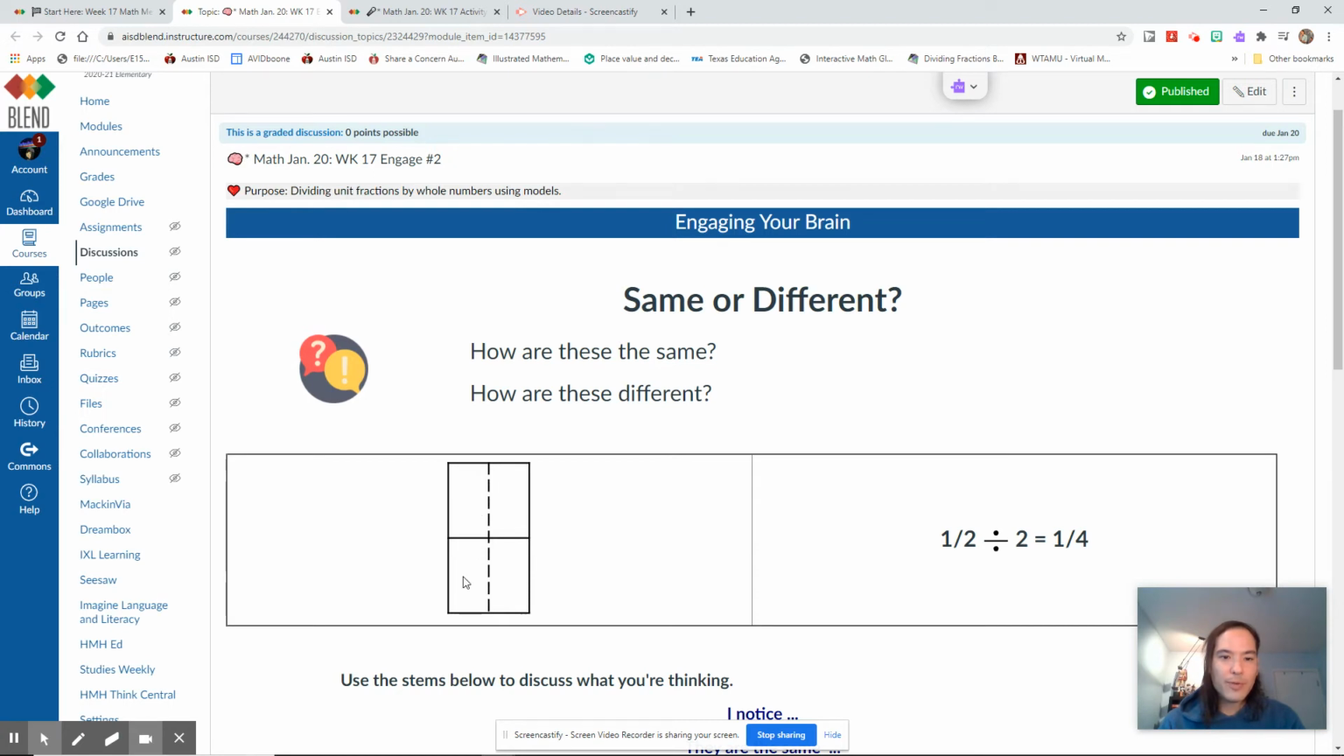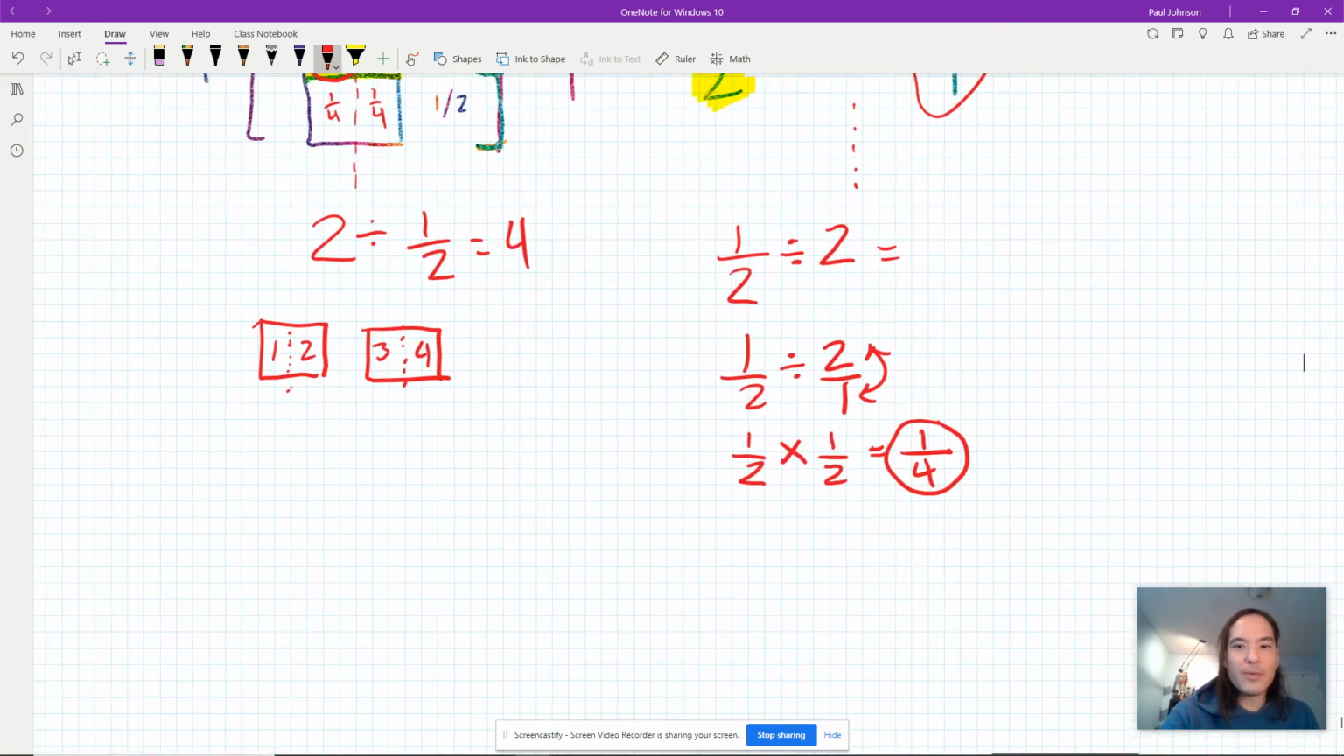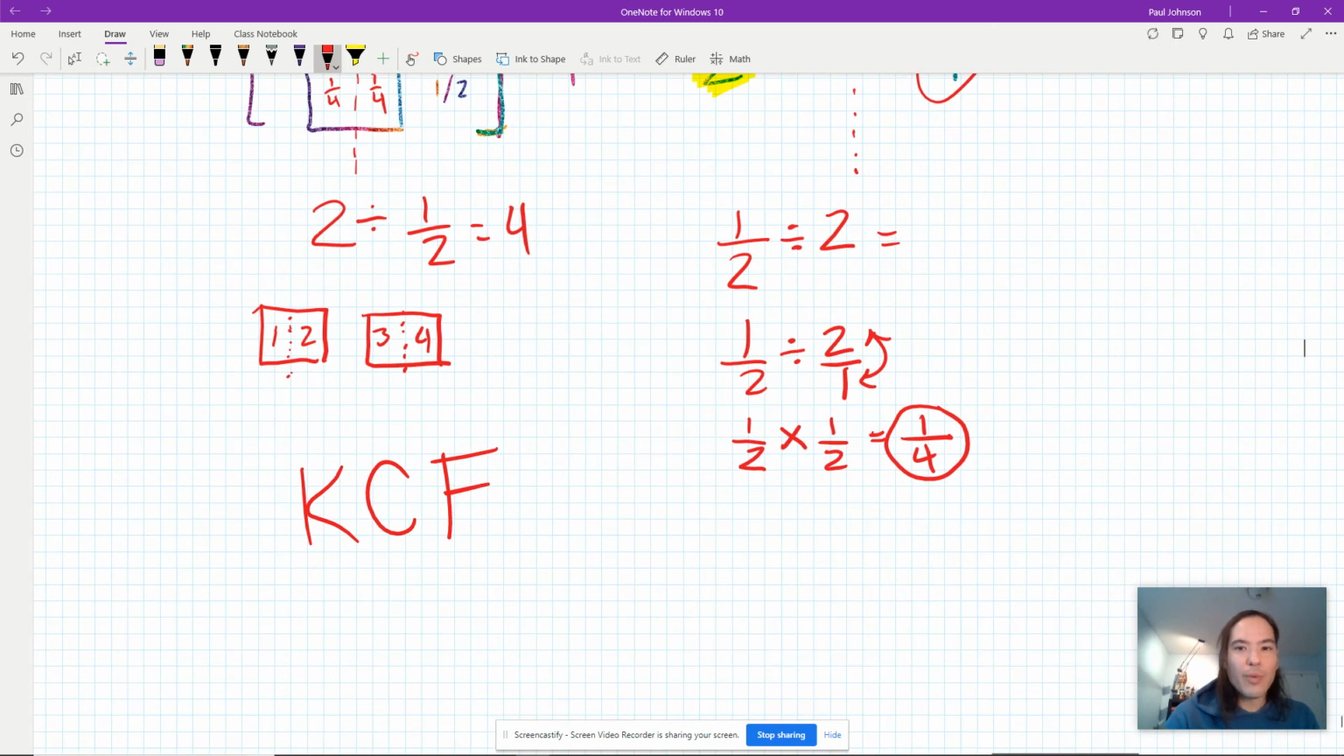Here's 1/4, 2/4, 3/4, 4/4. And remember, 4/4 would be a whole. And that's what you're looking at. So if we took 1/2 and divided it into two pieces, each piece would be 1/4. All right, and once again, your algorithm is going to be the best thing for you. So remember, keep change flip, and it works both ways.